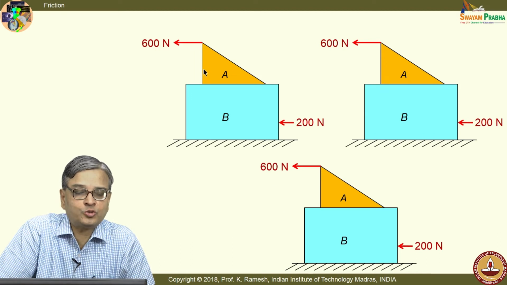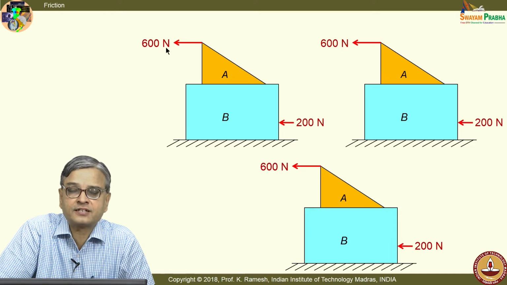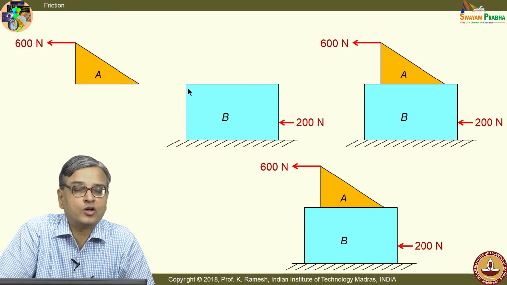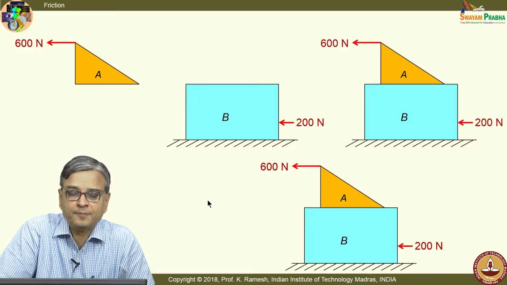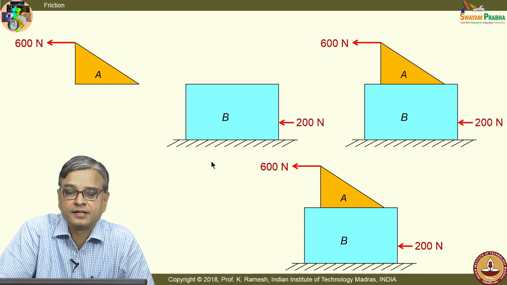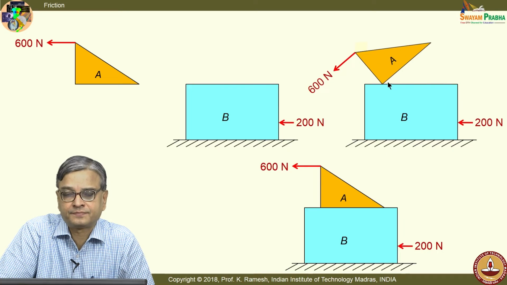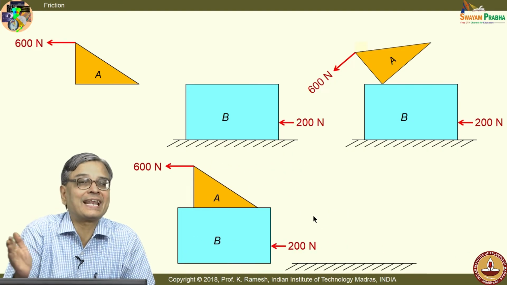I can have one situation wherein when I apply the force of 600 newtons, only the block A slides on block B. This is one possibility. The other possibility is, when I apply a force of 600 newtons, the block A tips. This is another possibility. The third possibility is, both these blocks slide together.